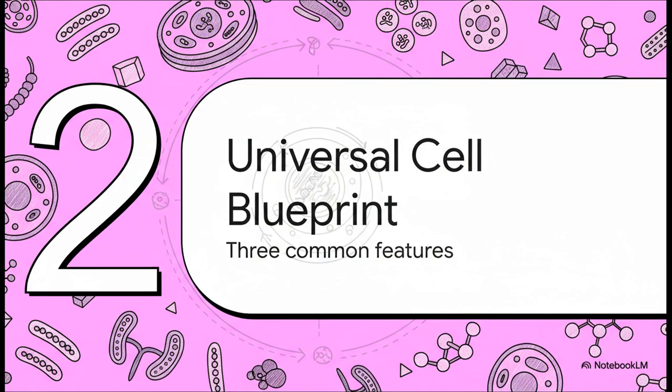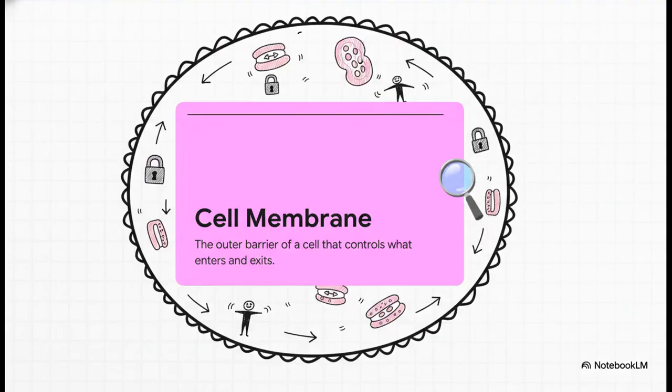So that kind of begs the question, right? How can cells be so different, yet they're all still cells? Well, it's because despite all that incredible variety, every single one is built from the same three core components. It's like a universal blueprint for life. First up, every cell has a gatekeeper. It's called the cell membrane. You can think of it like a bouncer at a club. It's super selective about what it lets in and what it kicks out, all to protect the special environment inside.